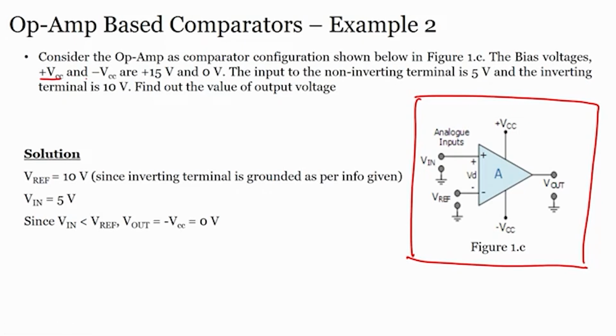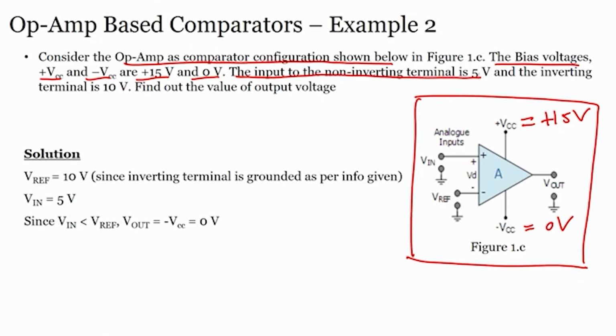Plus VCC and minus VCC are plus 15 and 0 volts. Okay, so here VCC is given as plus 15 volts, and minus VCC is given as 0 volts, correct. So, consider the op amp as a comparator as shown below. Now, the bias voltages are plus 15 and 0, done.